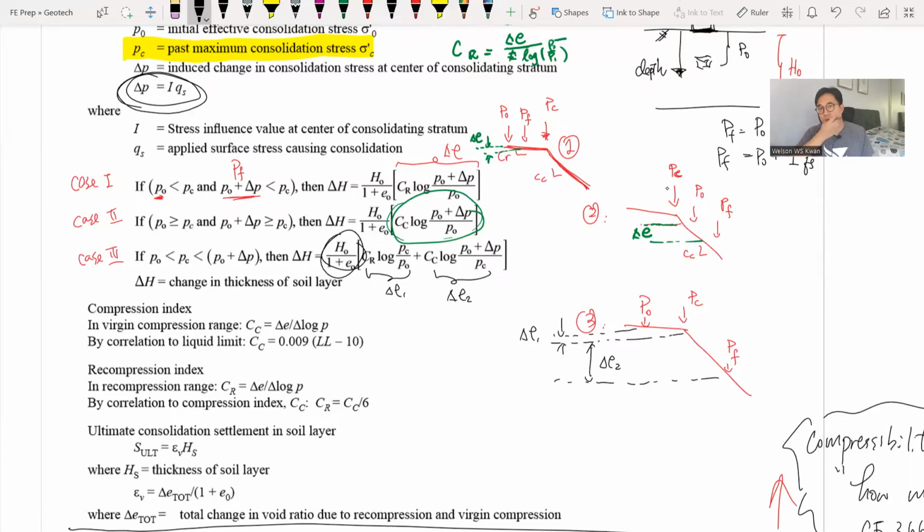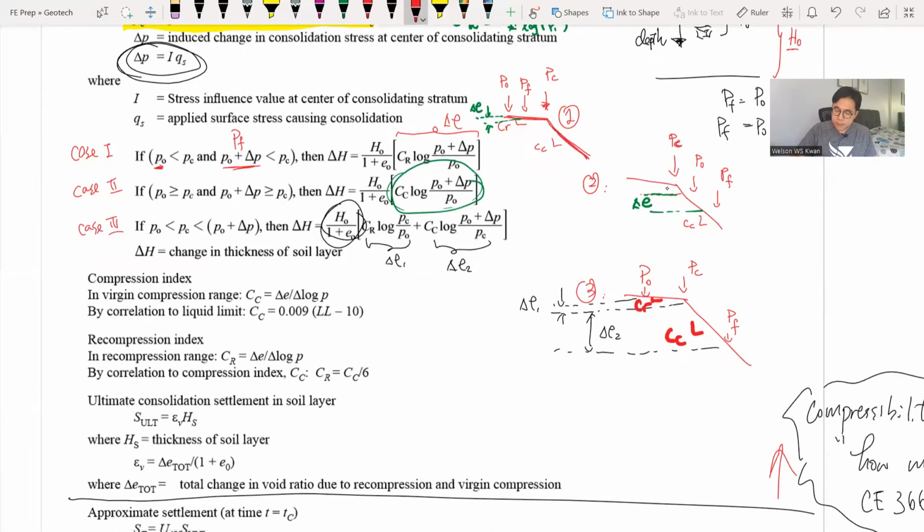And the delta E for our third scenario has 2 parts, because we experience the 2 slope portions, the C sub R right here and the C sub C right there: the recompression index and the compression index. So these are essentially the formulas, and I will have another tutorial lecture to walk you through some example problems applying those formulas.